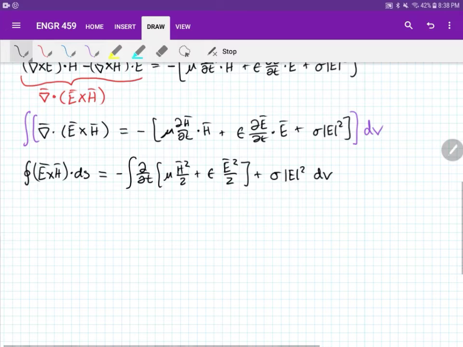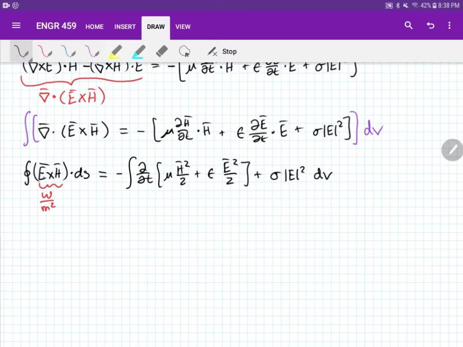So now we can see that we have E cross H over a surface. We know that because E has units of volts per meter and H has units of amps per meter, this term will have units of watts per meter squared. But because we're taking a surface integral, the meters squared will be cancelled, and this side will just be equal to power. So we can clearly see that this side is equal to power.